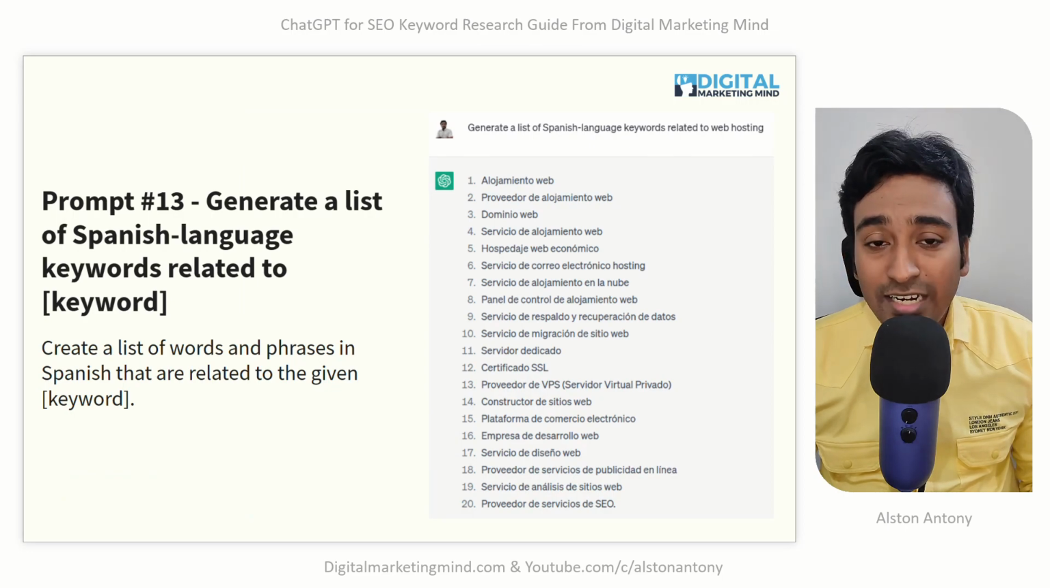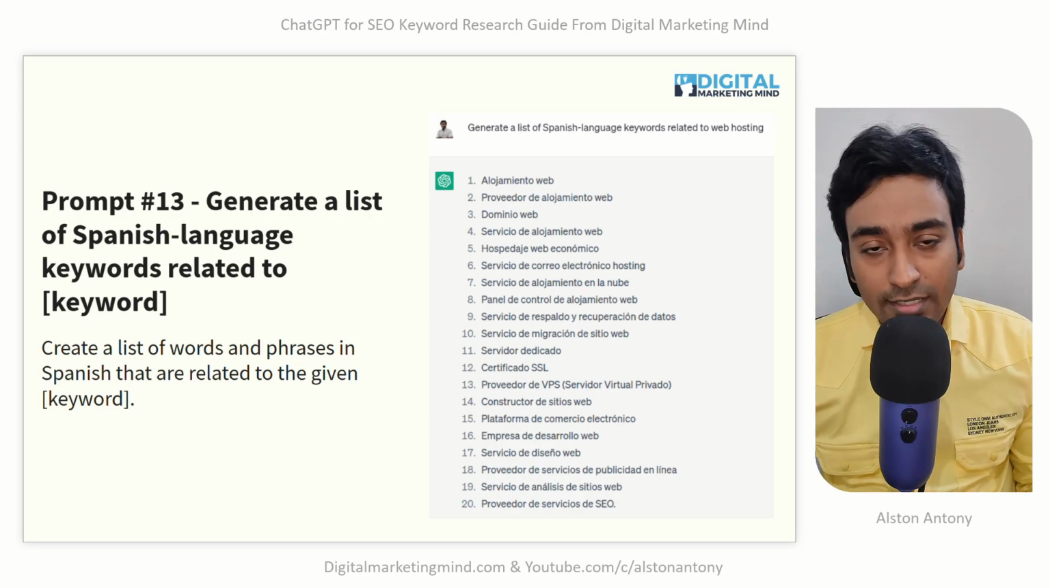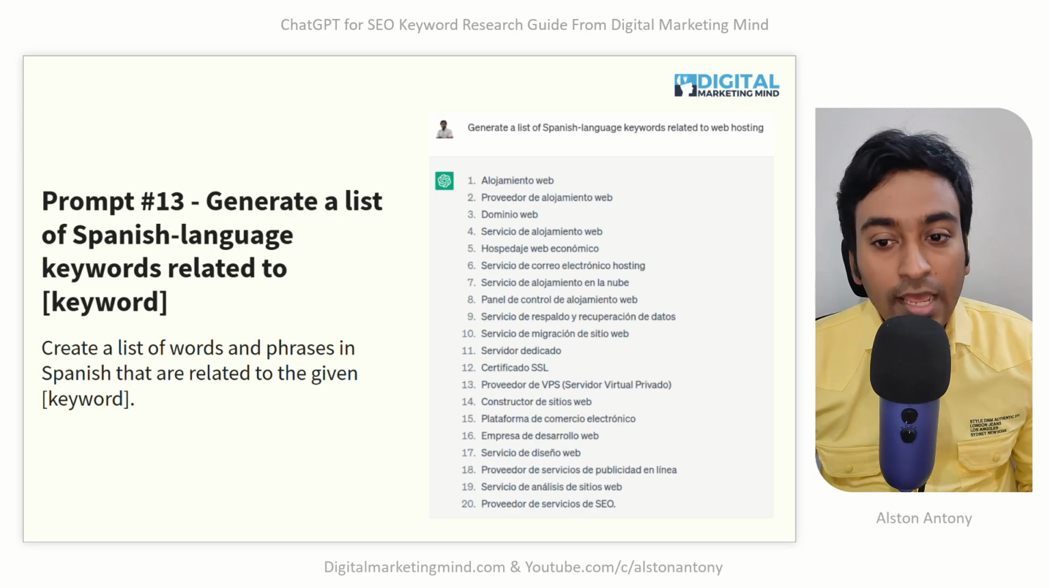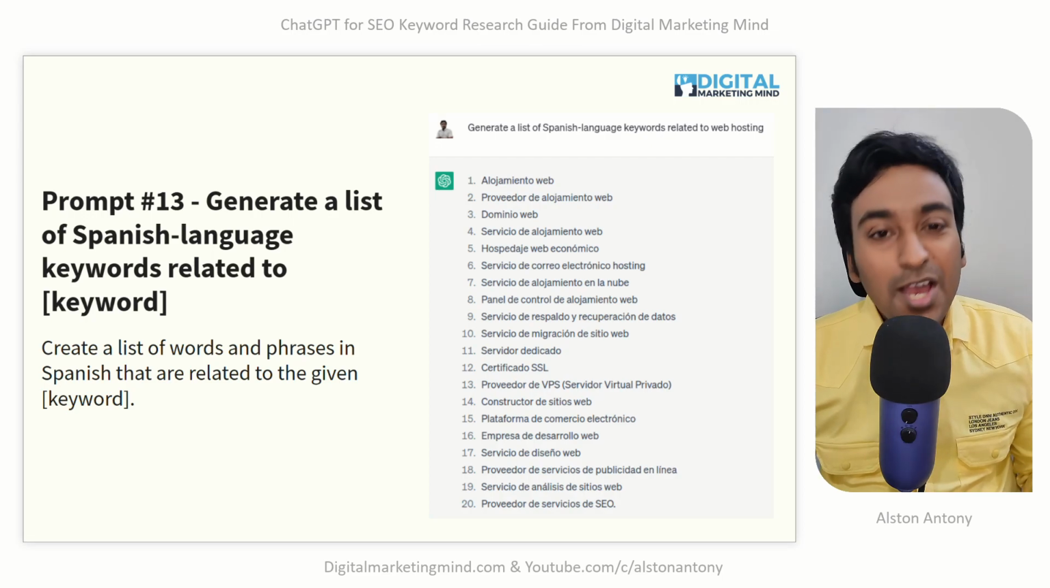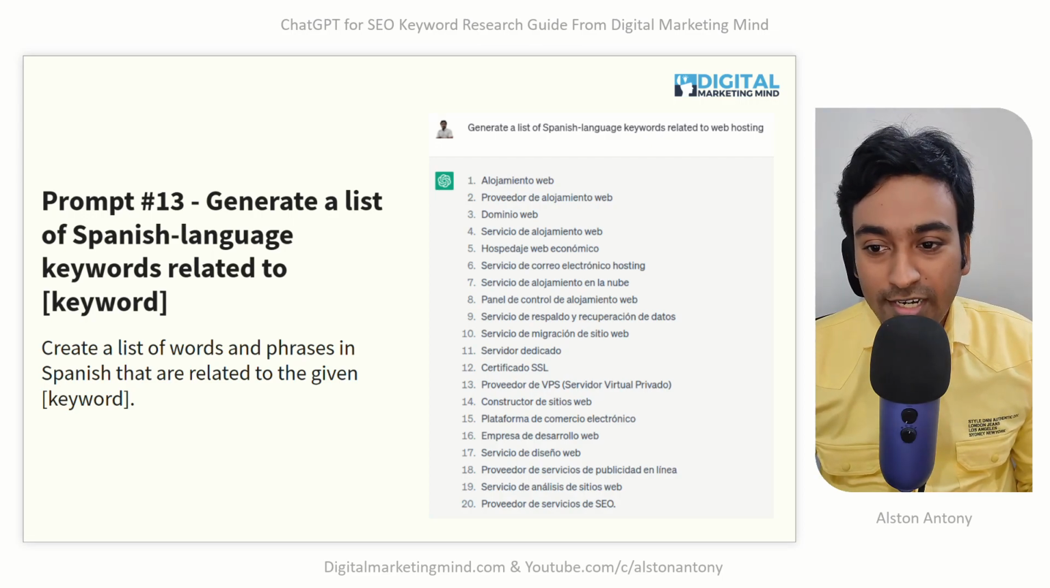Prompt 13, generate a list of Spanish language keywords related to my keyword. Here you are not just limited to Spanish. Here you can insert any of your target language or language you prefer to generate keywords in, and ChatGPT will come up with keyword ideas related to that particular topic in your target language. So when I asked ChatGPT to generate a list of Spanish language keywords related to web hosting, you see it did a good job, and I can't read Spanish, but I hope it did a good job on generating a list of keywords related to your target language.